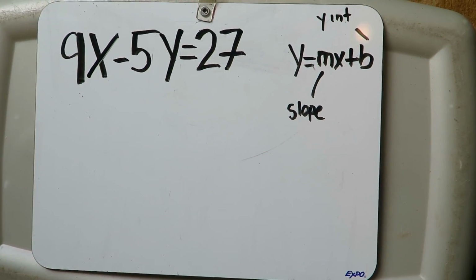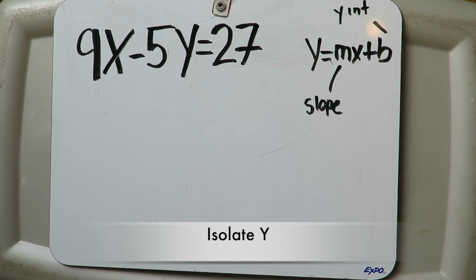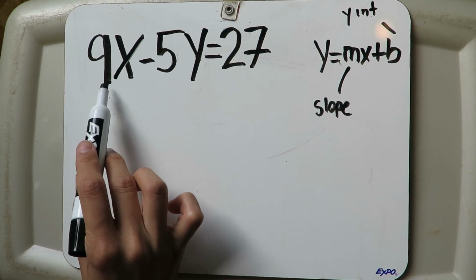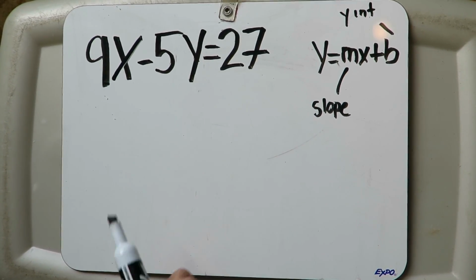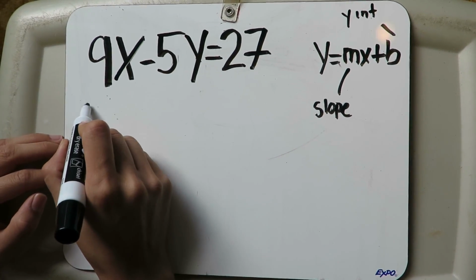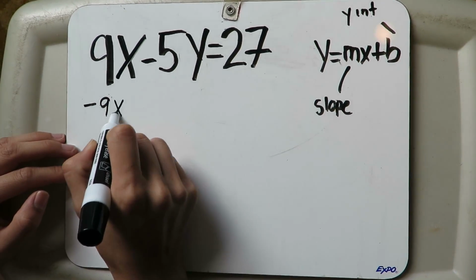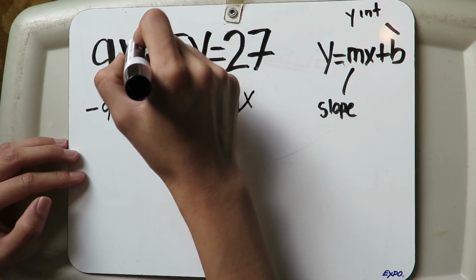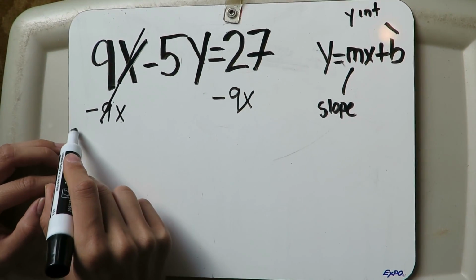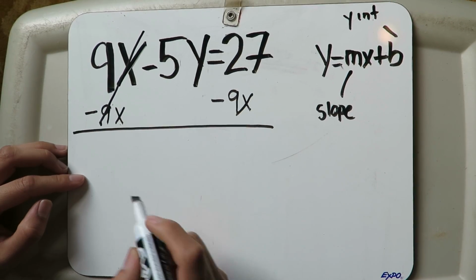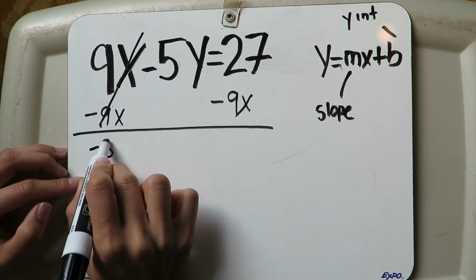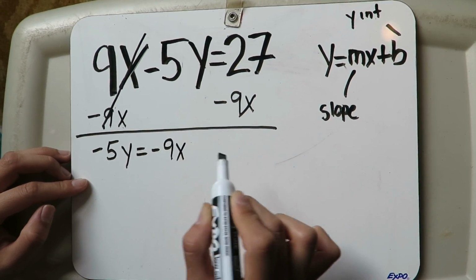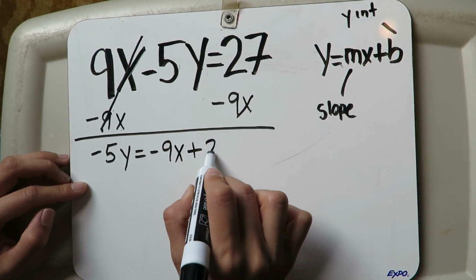So we want this equation looking a lot like this equation over here. So going back over here, we're going to try to isolate this y. And the first thing we're going to do is bring this 9x over to this side. So to do that, we're going to subtract 9x on both sides so that this cancels out and it's no longer on this side. And rewriting it, it will look like this. It will be negative 5y equals negative 9x plus 27.